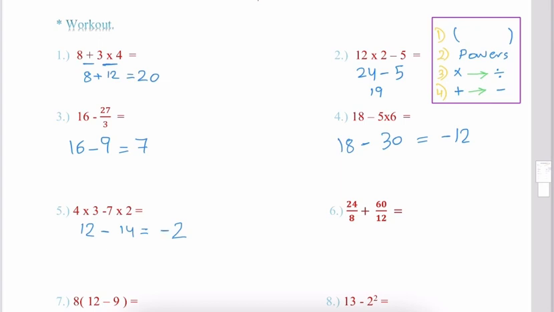Question 6. It says 24 over 8 plus 60 over 12. As we said, 24 over 8 means 24 divided by 8. So I have two division operations and one adding operation. I will start by dividing 24 by 8. 24 divided by 8 is 3, while 60 divided by 12 is 5. After I performed the division operations, now I have to add both numbers. 3 plus 5 is 8.